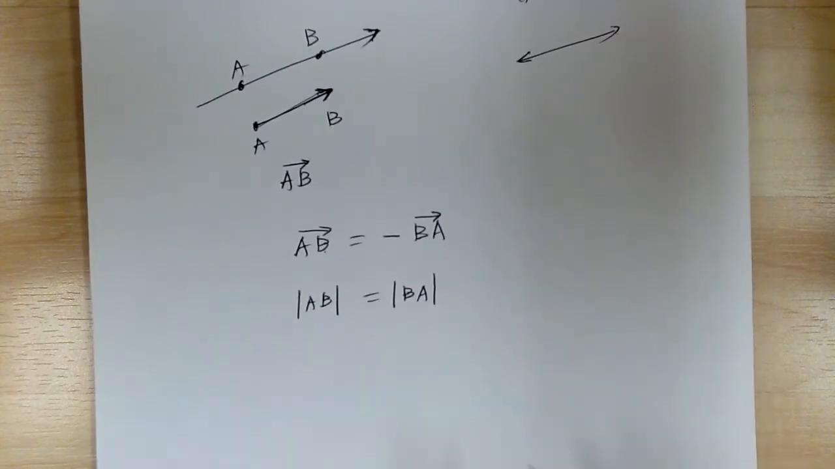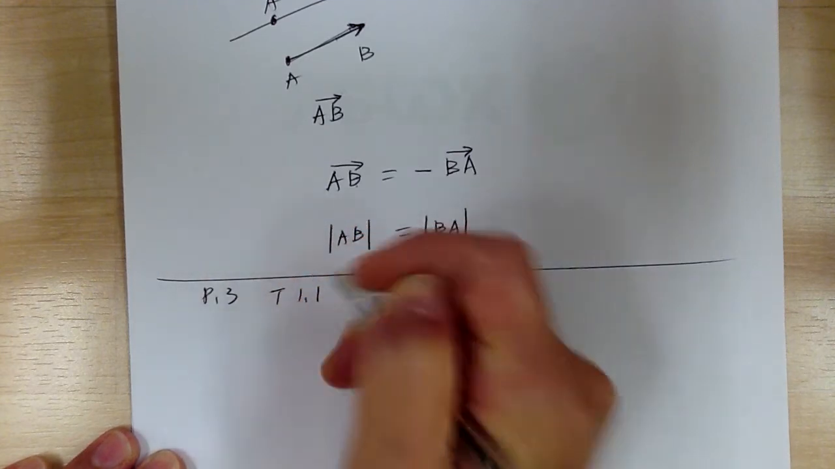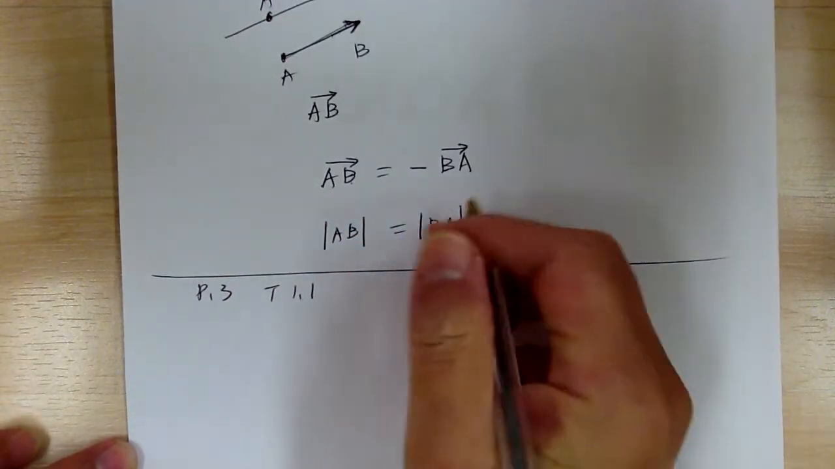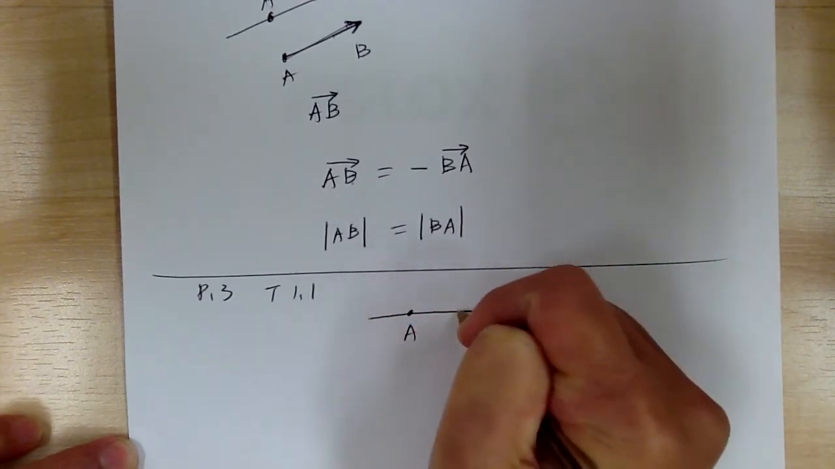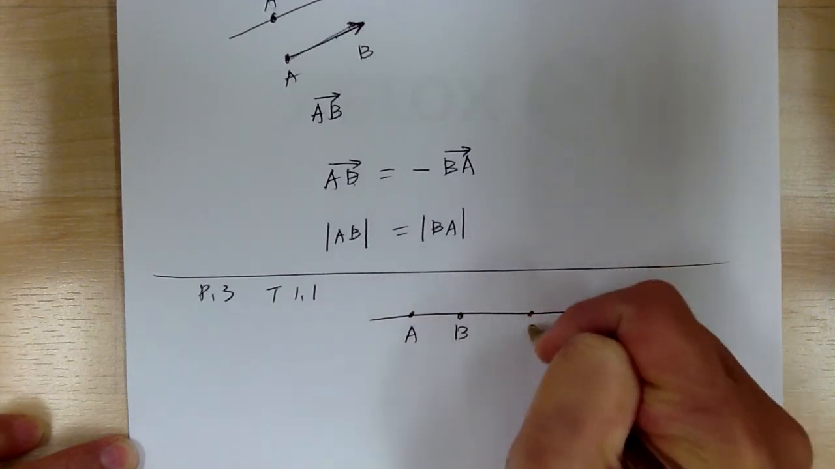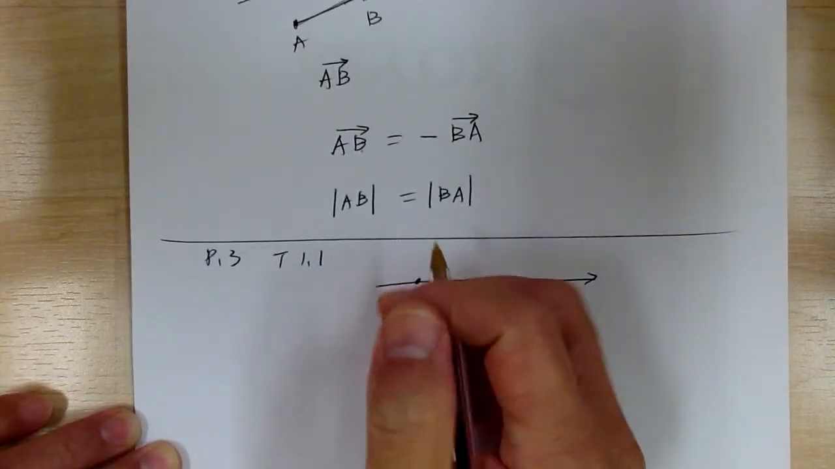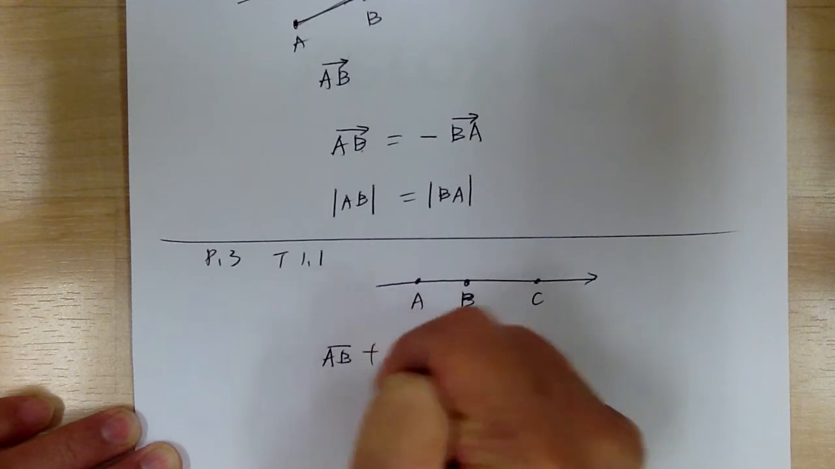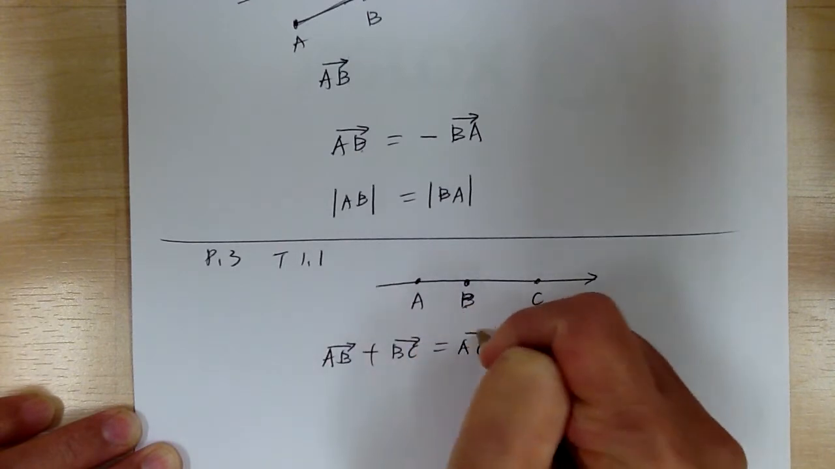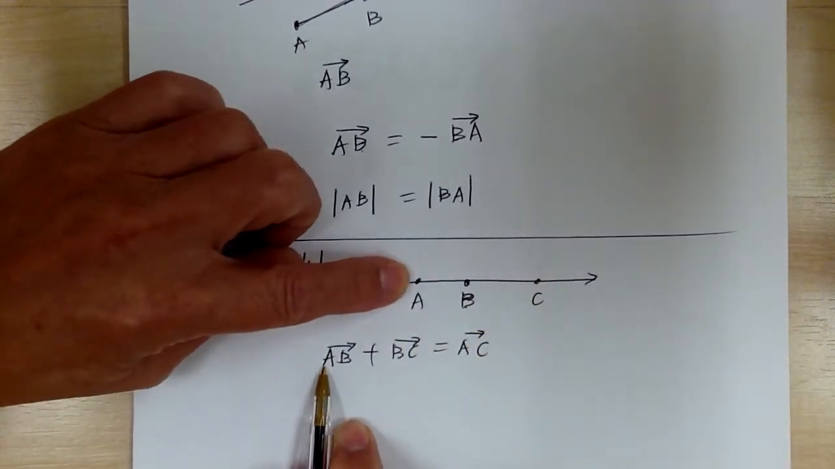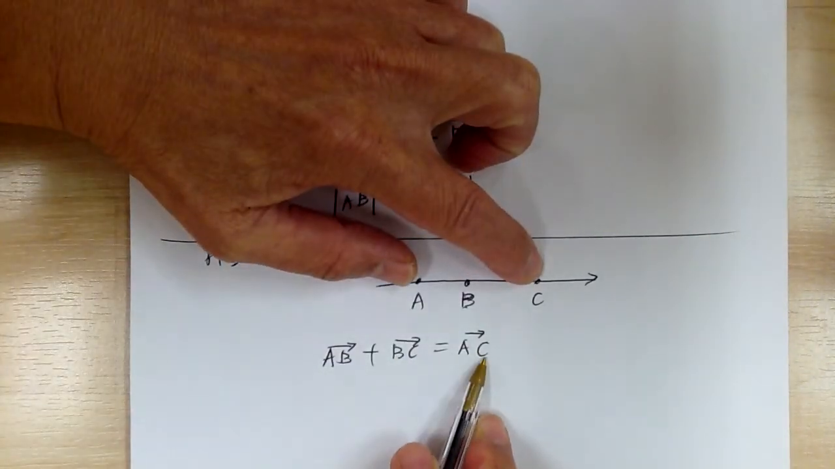Now let's go to page 3, Theorem 1.1. It says that if you have a directed line, you've got A, B, and C. Again, the distance does not matter. This is just a picture. So if you look at it, you have AB plus BC is equal to AC. So what it's saying is that if you start at point A, you go to B, and then from point B to C, it's the same as going from A to C. So that's what it's saying.